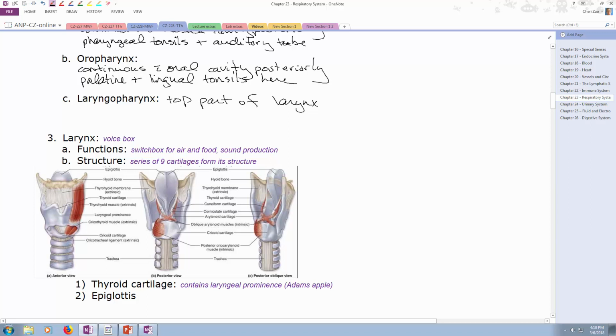What we'll have here is a decision. Air to trachea and food to esophagus. And so this is the area where we're going to make a decision at the laryngopharynx whether we're going to keep the airway open to the larynx for air in there, or whether we're going to close it off and let food go into the esophagus.